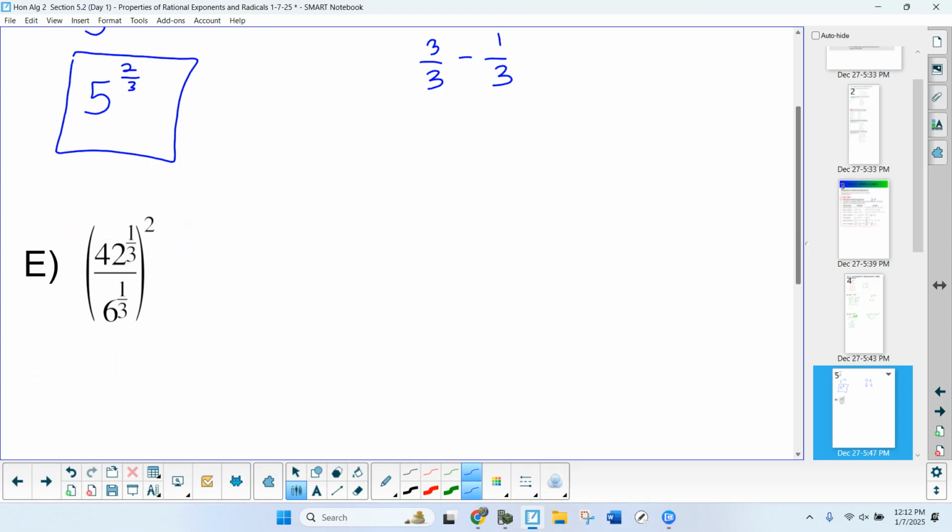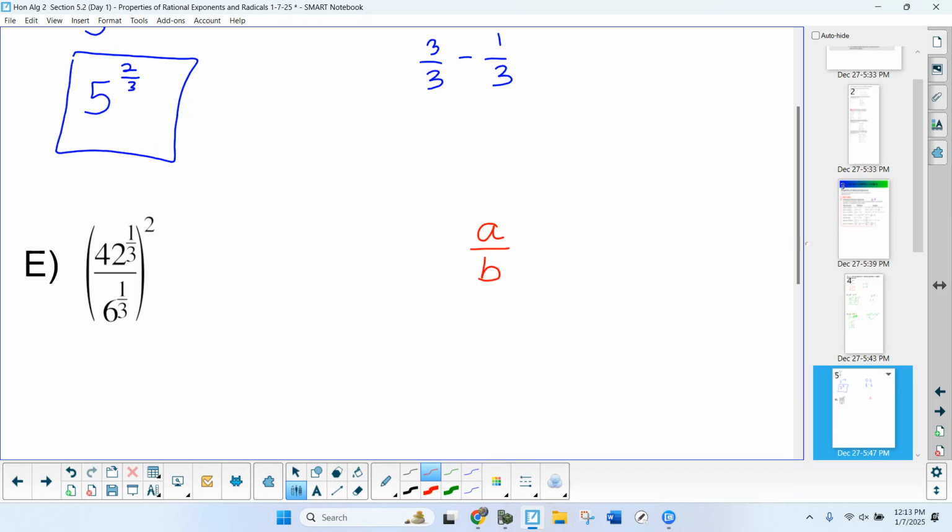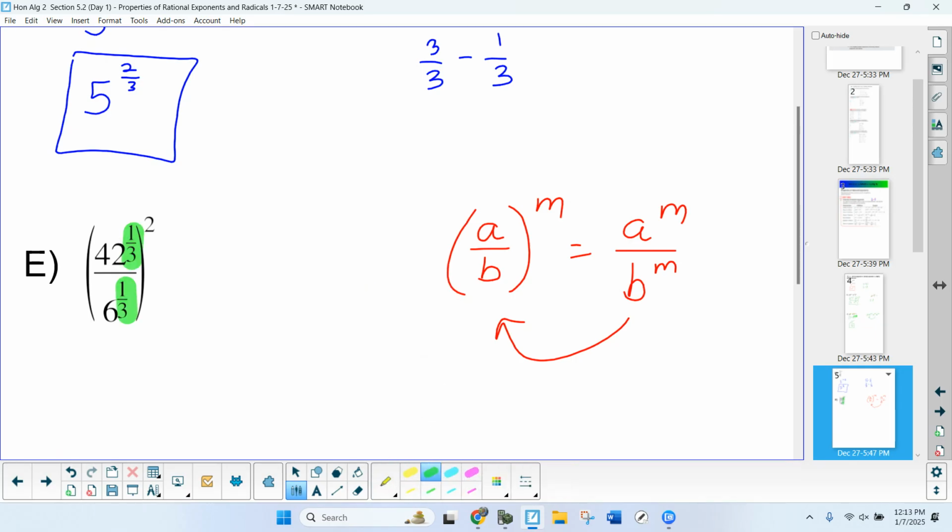Any thoughts on what to do here? Okay, can't cancel the exponents. But do you guys remember the rule that says A over B to the m is A to the m over B to the m? Can I go backwards? Do I have the same exponent here and here? So can I think of this as 42 over 6 to the 1/3, all squared?